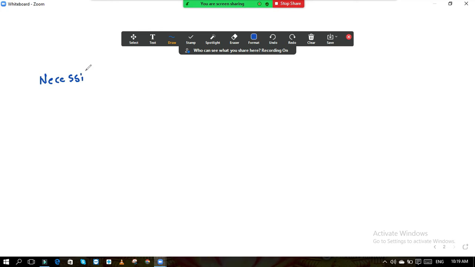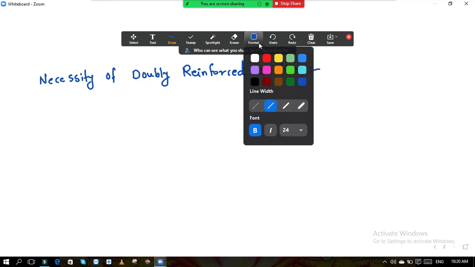Necessity of doubly reinforced sections. Note down these points. These are the important points.